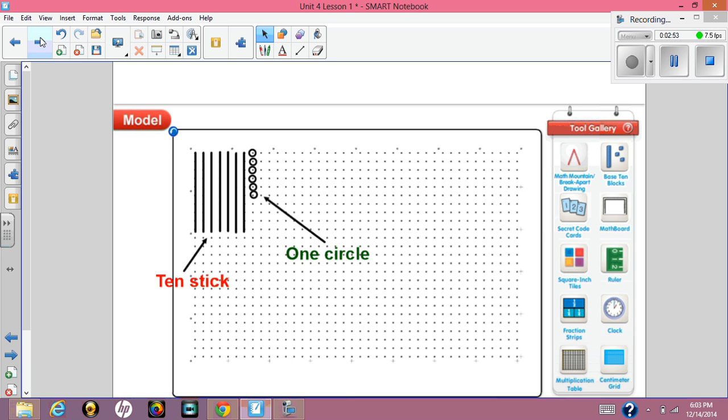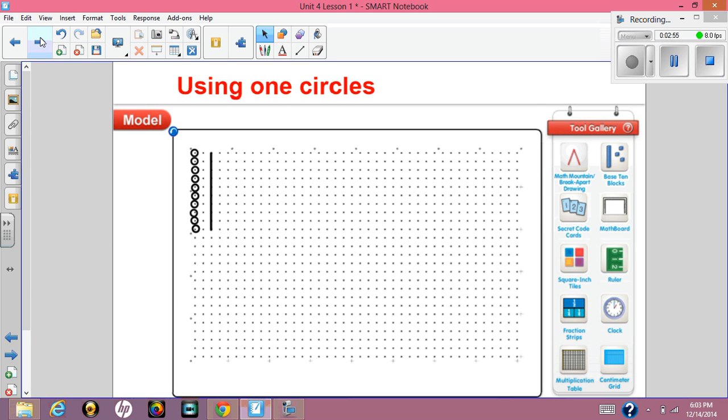So we have 1, 2, 3, 4, 5, 6, 7 10 sticks and 6 ones, which is an answer of 76. Let's look at another number. So we have 1, 2, 3, 4, 5, 6, 7, 8, 9, 10. We have 10 ones circled, and in this column I've just simply shown you how simple it is to draw a 10 stick over those dots. Now, we won't always use a dot, but it's a good way for us to recognize how using one circle and how using 10 sticks.